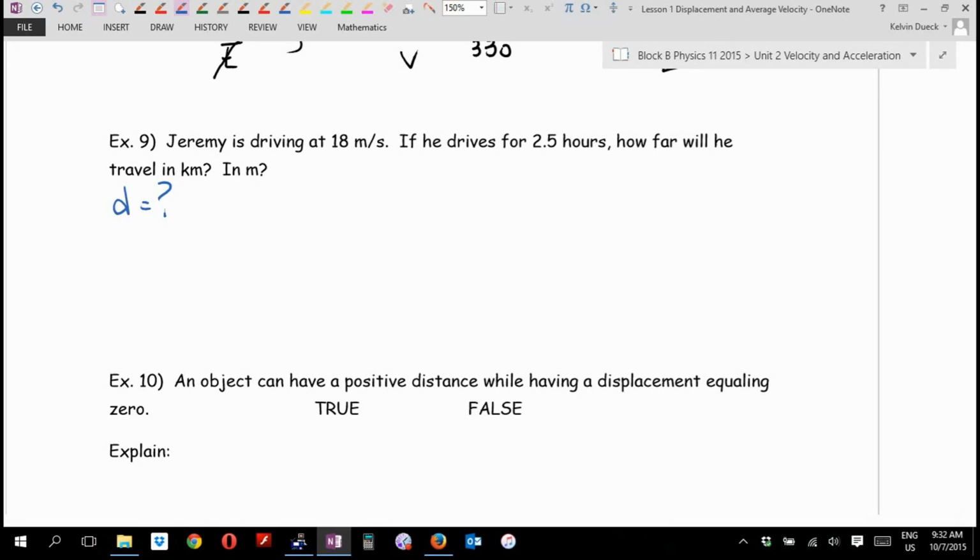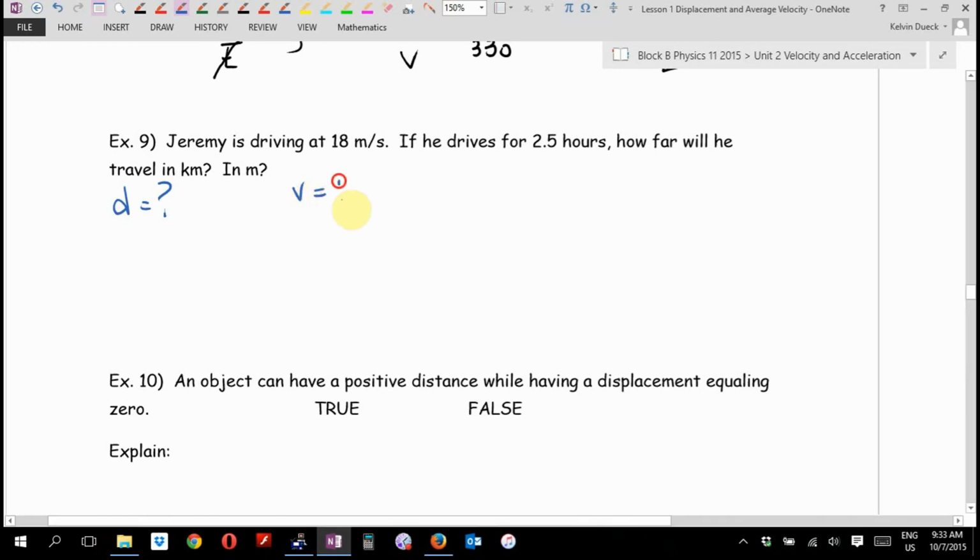Can anybody see why this question is a little bit yucky? What's that 18? Per what? What's the time? Hours. Eesh. Can't do math with hours and seconds in the same equation. So we can either change the 2.5 to seconds, or we can change the 18 to kilometers per hour. I'm going to do that one.